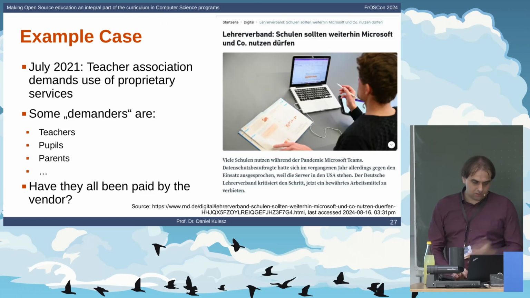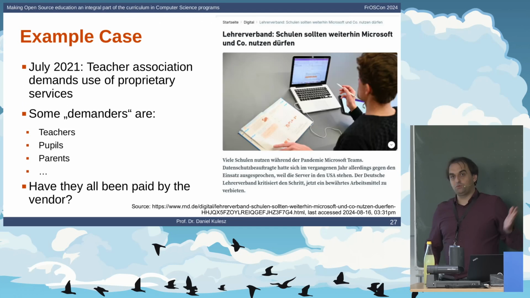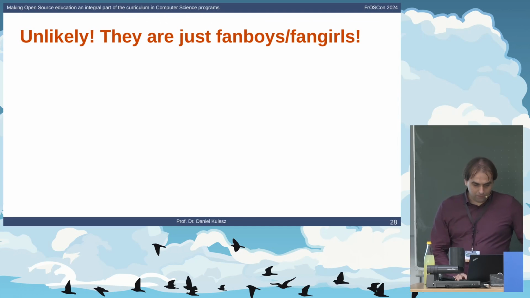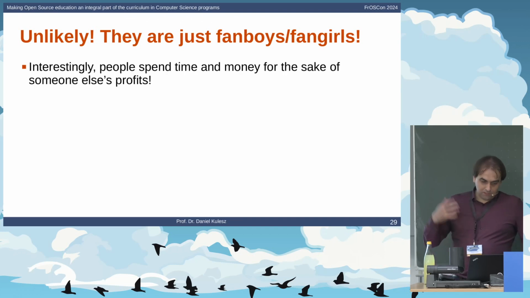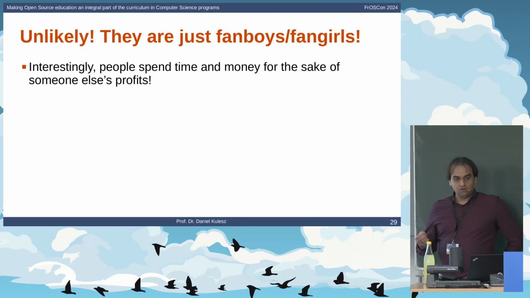Now the question is, do you think they all have been paid by the vendor of this proprietary software to do that? Probably not. They are probably just fanboys and fangirls. So what they do, in fact, is spend their own time and money for the sake of somebody else's profits. Maybe they have some stocks of that company, so they get a bit of that back. But probably they are spending a lot of time. And the question, of course, is why do they do that? First of all, I have looked up the definitions for fanboys, fangirls, and so on.